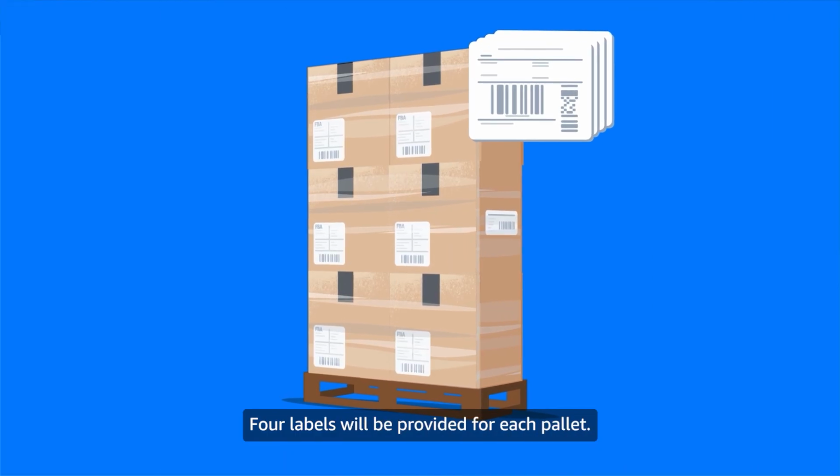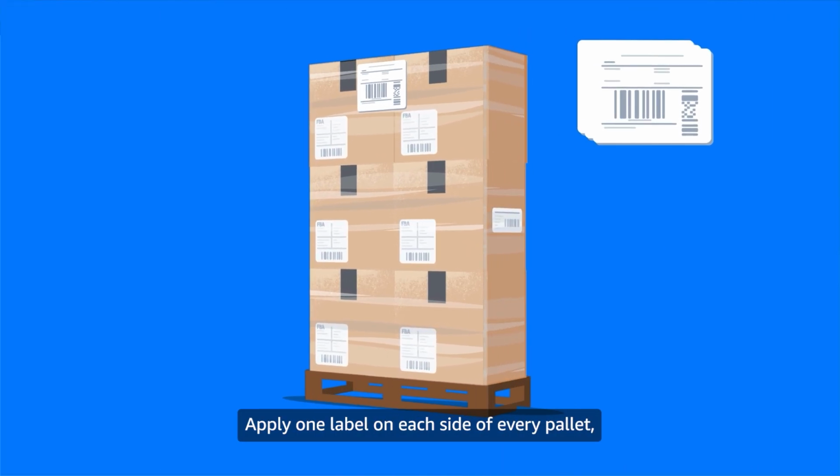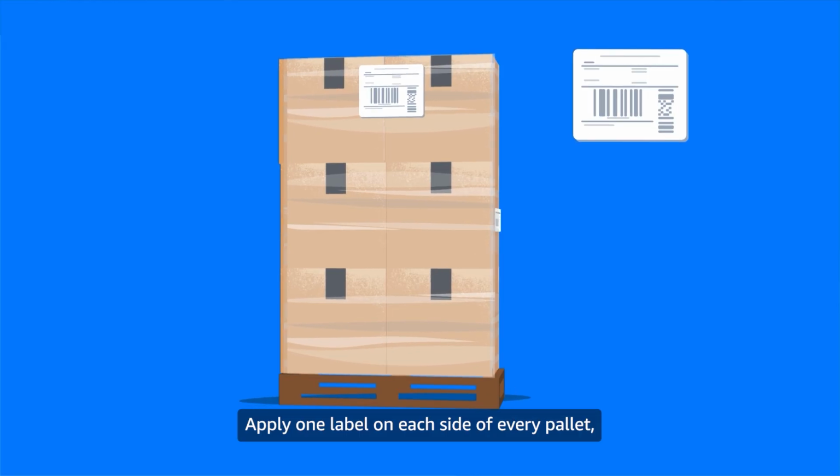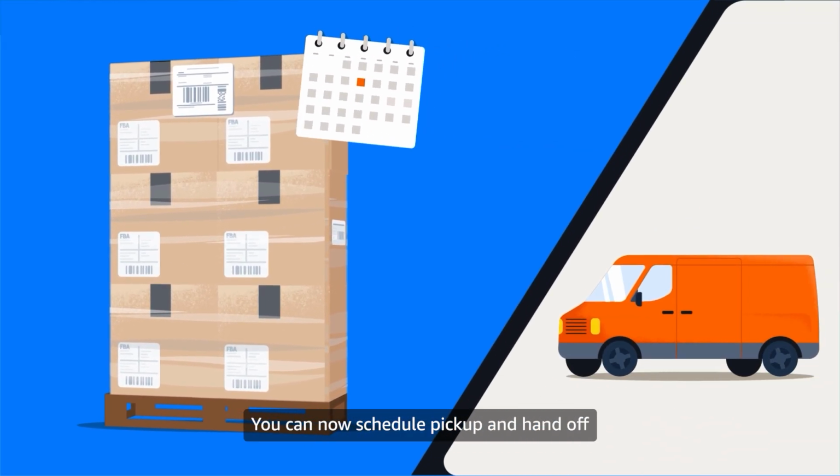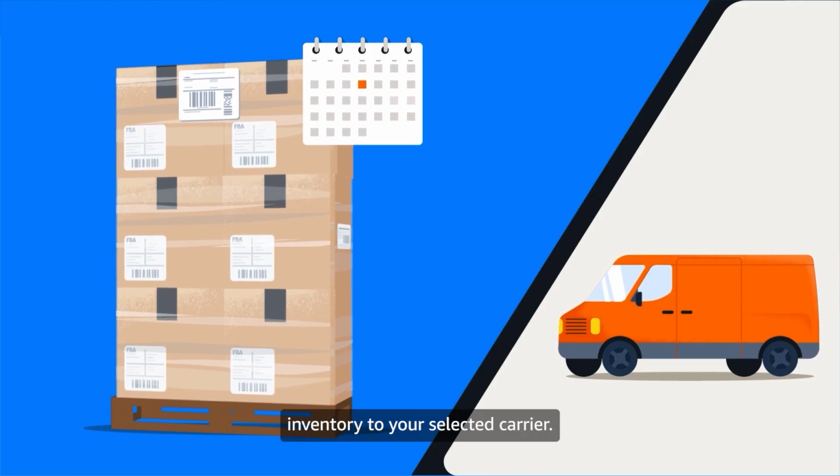4 labels will be provided for each pallet. Apply 1 label on each side of every pallet, centered and near the top. You can now schedule pickup and handoff inventory to your selected carrier.